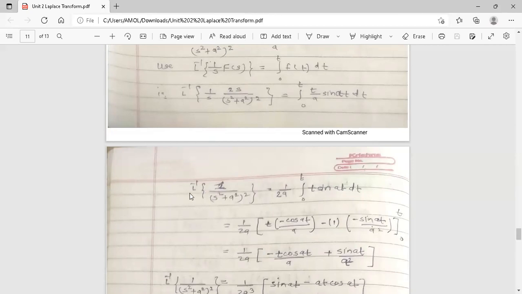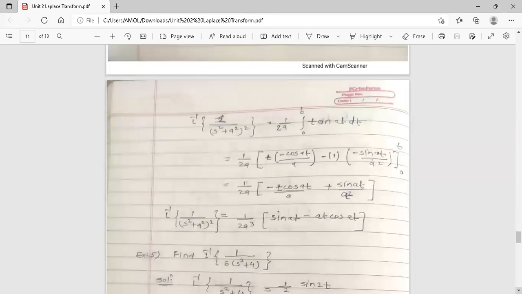And so it is inverse Laplace transform of 1 upon (s square plus a square) whole square is equal to, you shift this 2 here in RHS, it is in numerator. So when we transfer it in RHS, it will be in denominator. So it is 1 upon 2. Again, inside the integral, the term is 1 upon a, which is constant. So outside the integral, we can write the constant term 1 upon 2a into integration over 0 to t sin a t dt. Okay. And so this is your answer here.